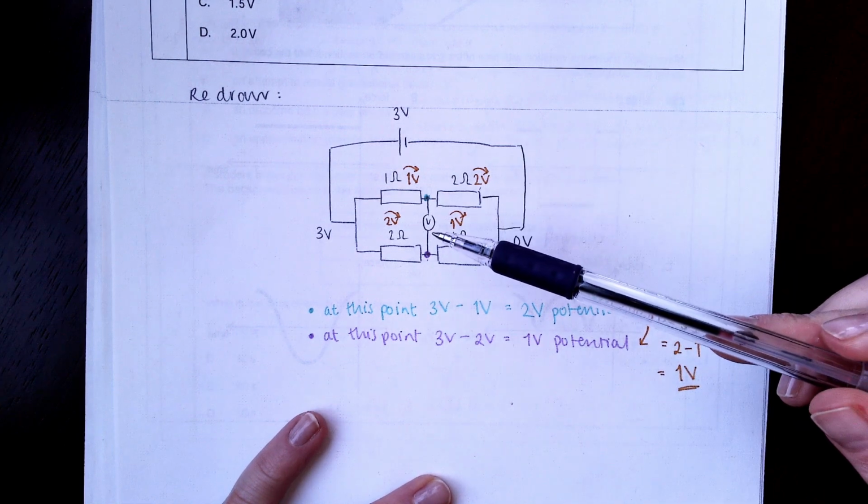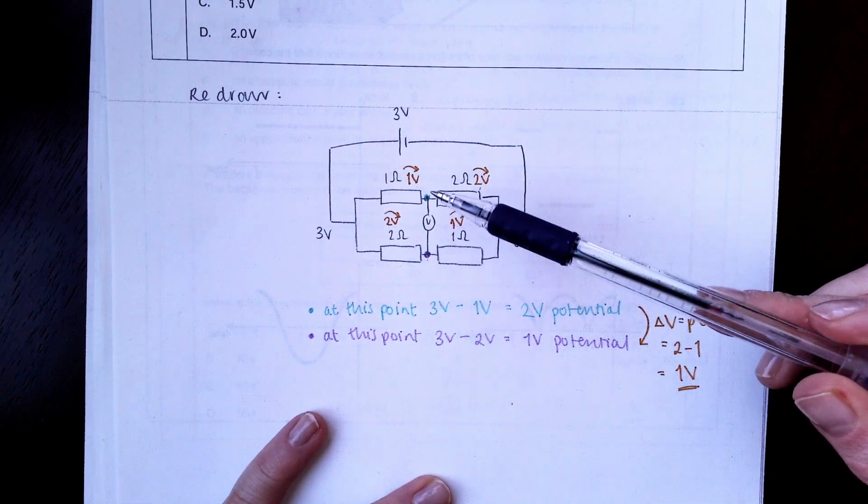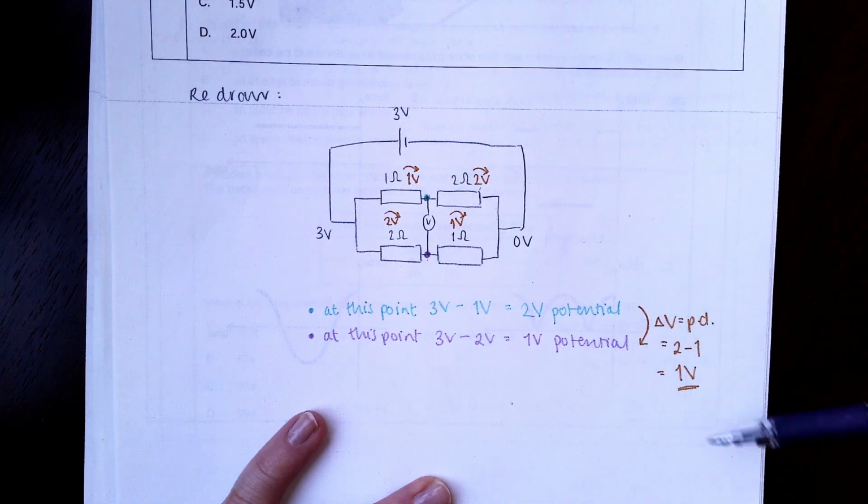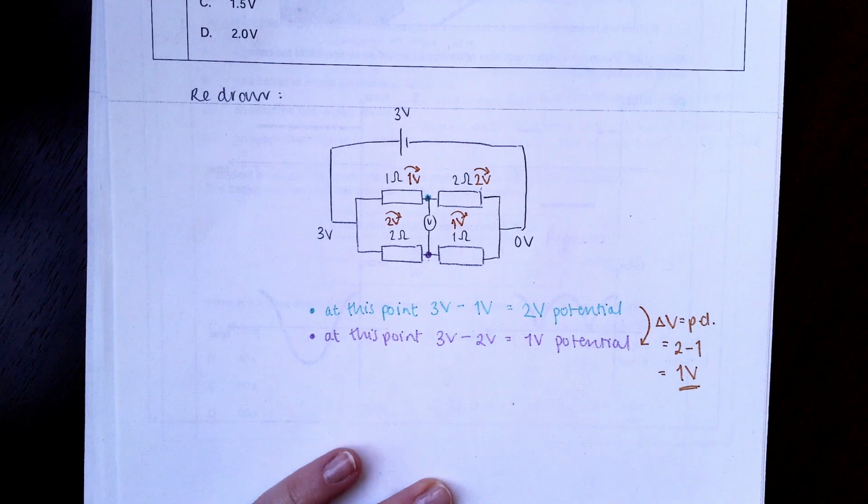A voltmeter reads potential difference. It's saying what's the difference in potential from this point to this point? Well, the difference is 2 to 1. It's 1 volt difference. So that gets you answer B.